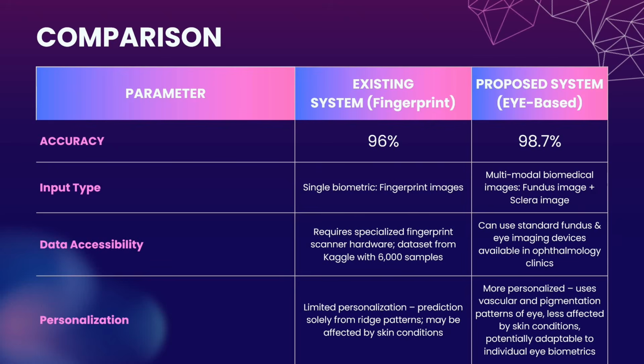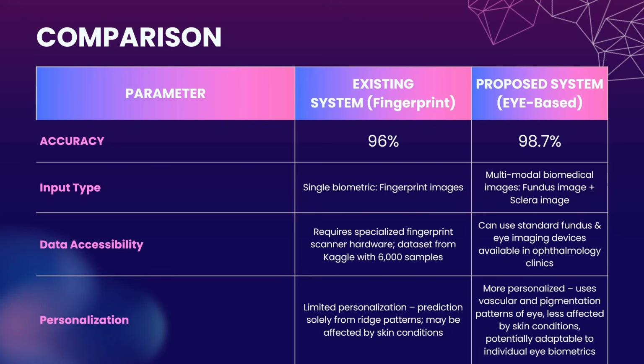The existing system uses a convolutional neural network. The proposed system uses a deep convolutional neural network. Why? Because it's producing higher accuracy. The existing system uses a fingerprint image as input, but our proposed system is a multimodal biomedical input. What's the meaning of multimodal imaging? Means you are using two images here, fundus image as well as sclera image. You are using two images. That's why it's producing higher accuracy.